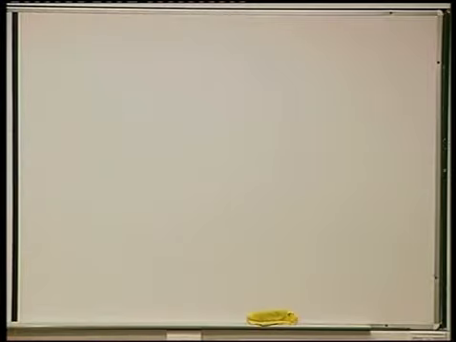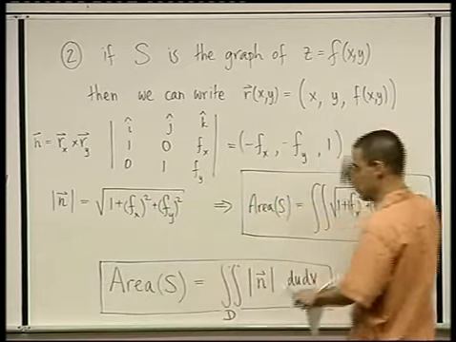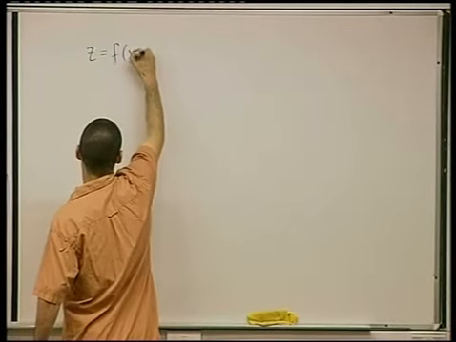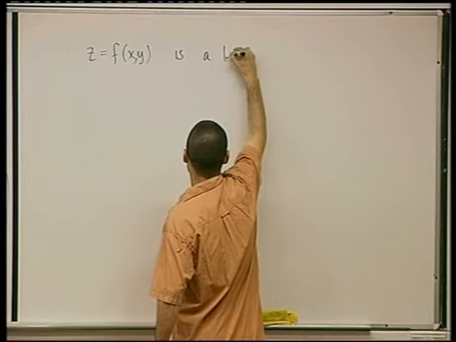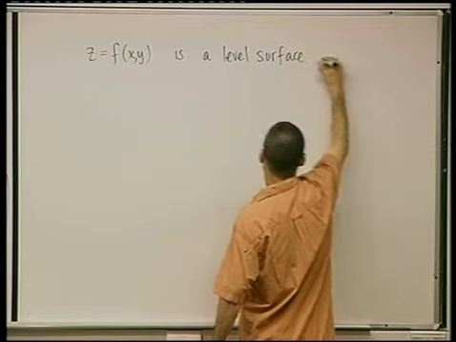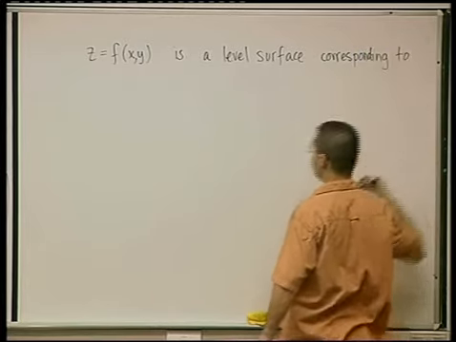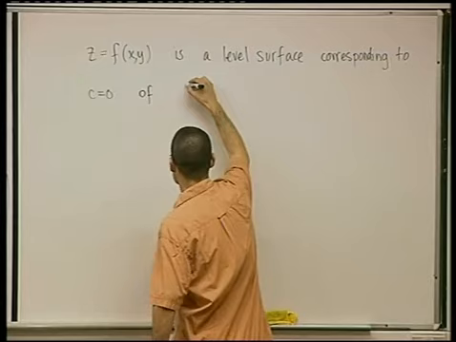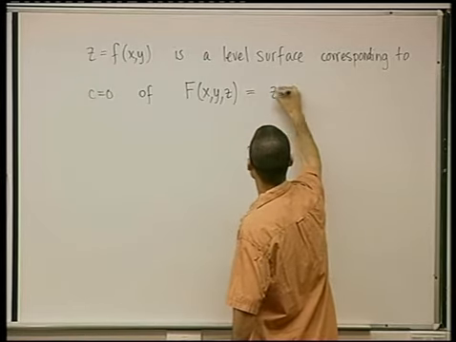Okay, so let's add a box here so you can highlight this in your notebooks. This is again a formula that you can use, or you can derive it from scratch. It's not very hard. But I want to show you why this is true. So if we have z equals f of x, y, this is a level surface corresponding to c equals 0, so the 0 level surface of the function F of x, y, z equals z minus f of x, y.